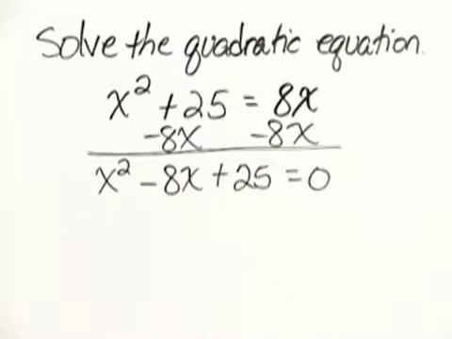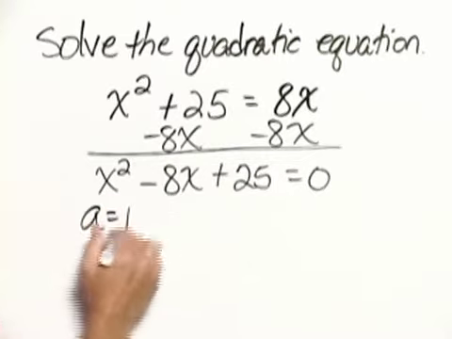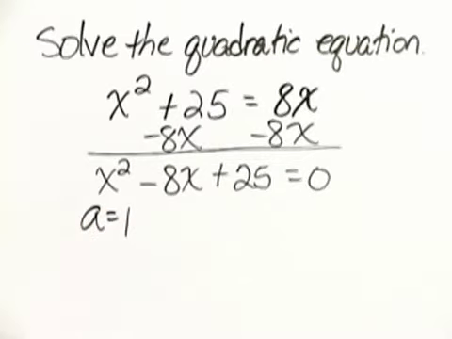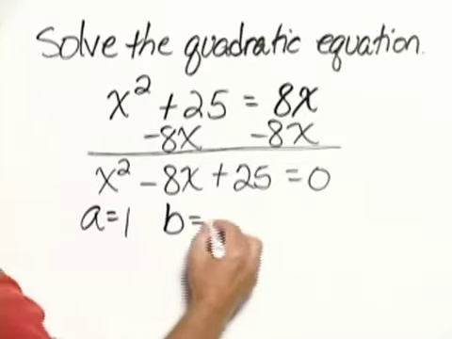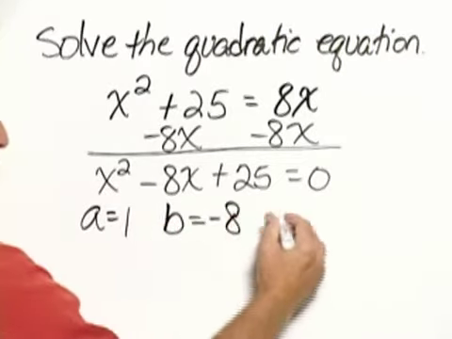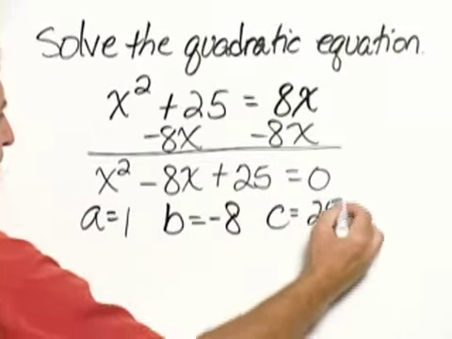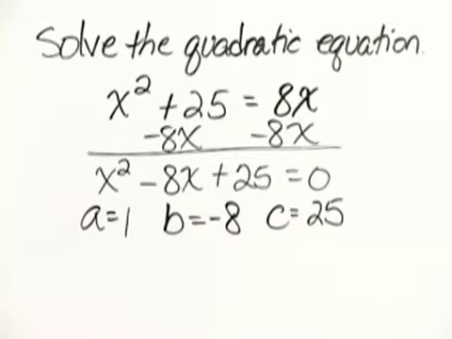Now, let's identify that a is equal to 1, the coefficient of the squared term, that b, which is the coefficient of the linear term, is equal to negative 8, and c is the constant, so it's equal to 25.